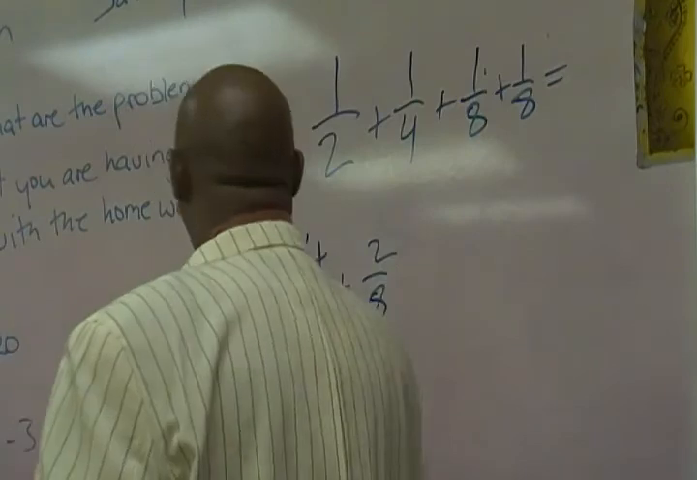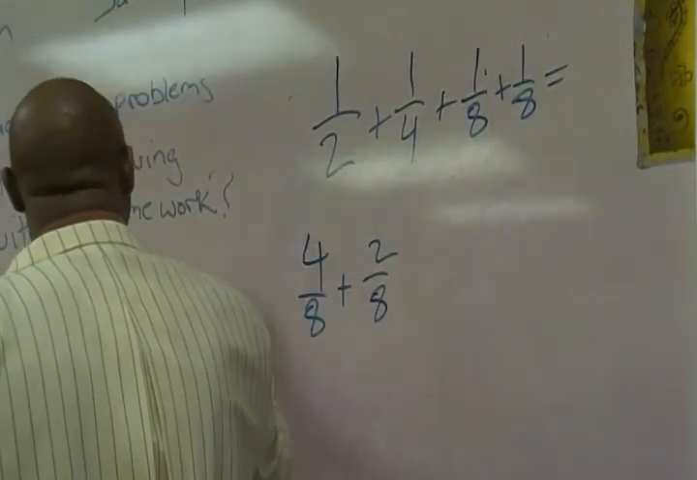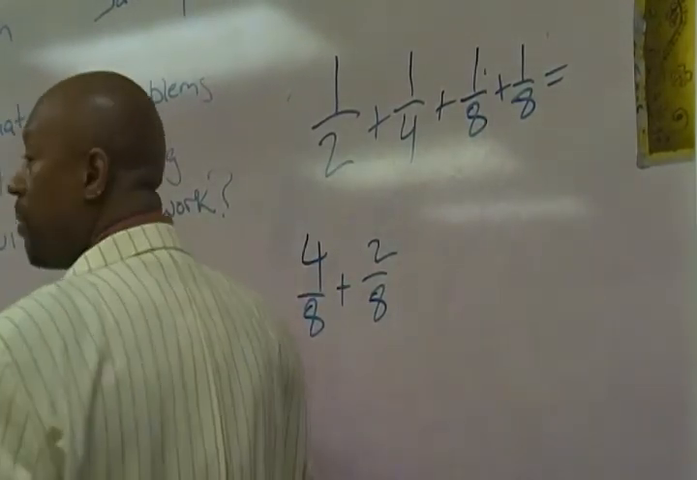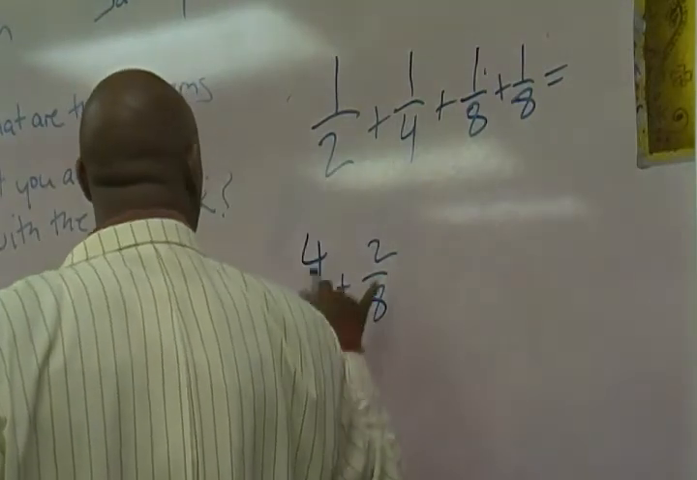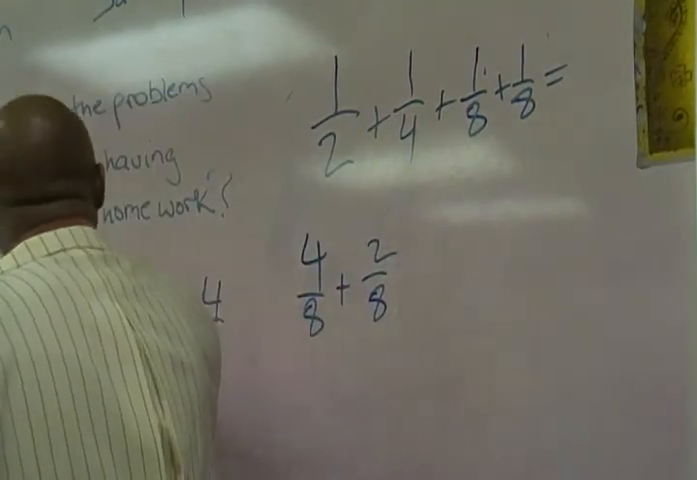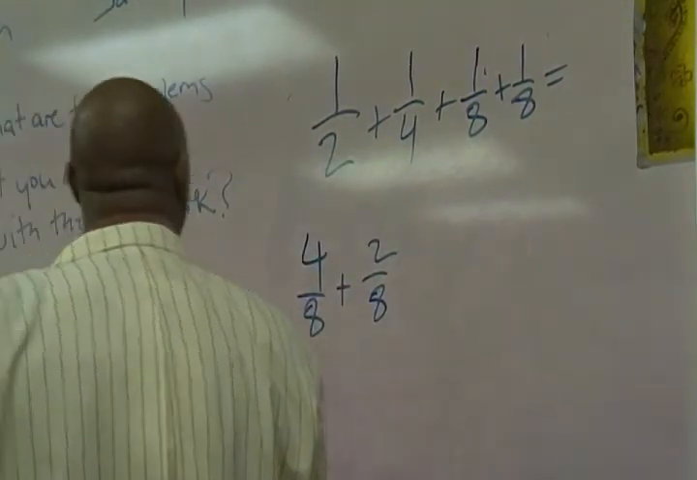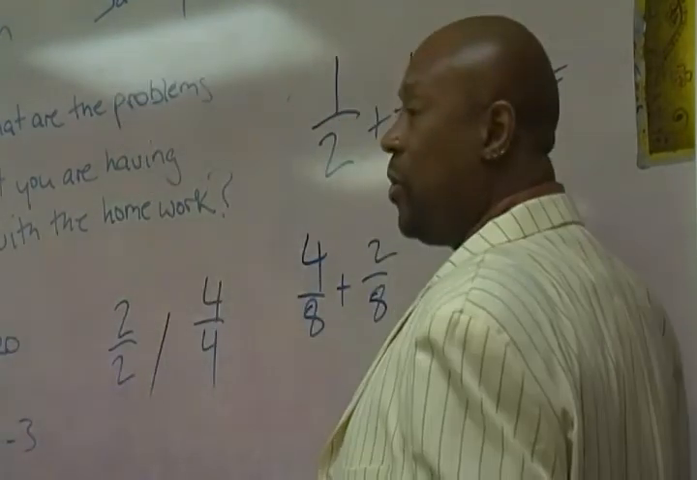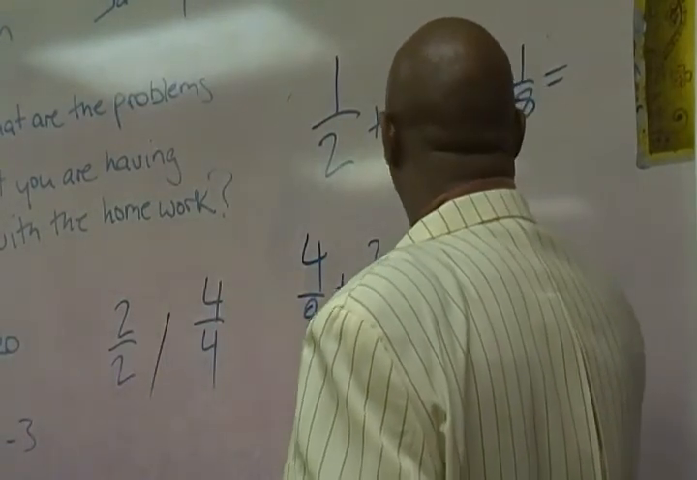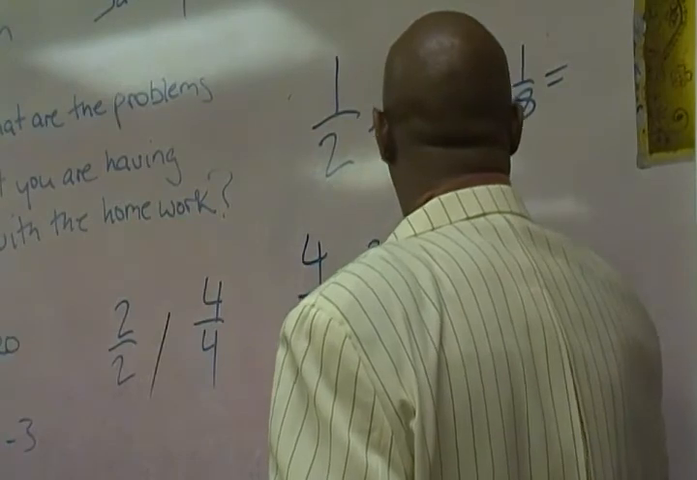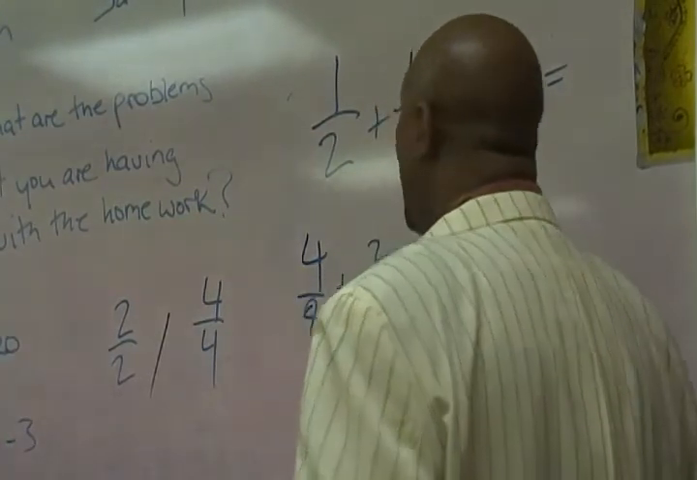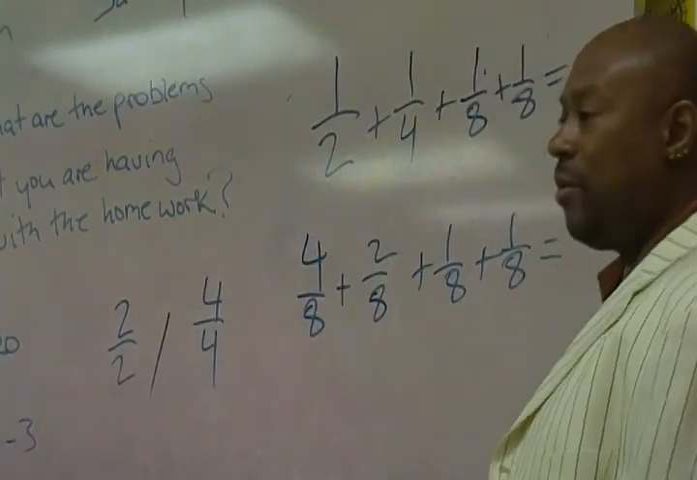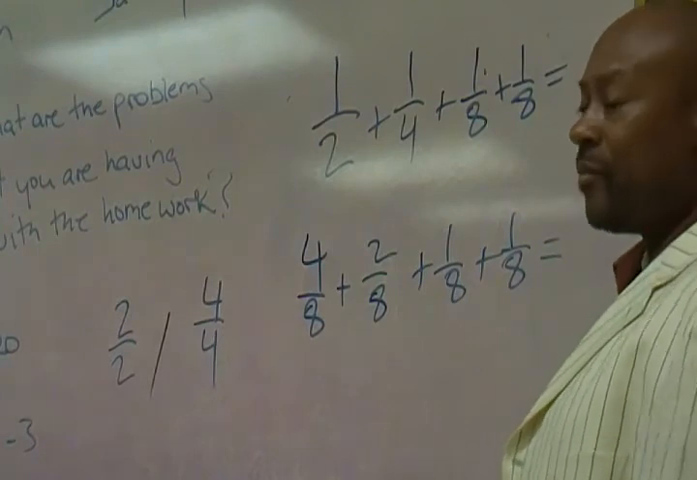Again, look what we're doing. With this one, we multiply by 4 over 4, which is 1. With this one, we multiply by 2 over 2, which is 1. And with these two, they already have what we're looking for, so we don't have to do anything with them. All right? So this is breaking it down.